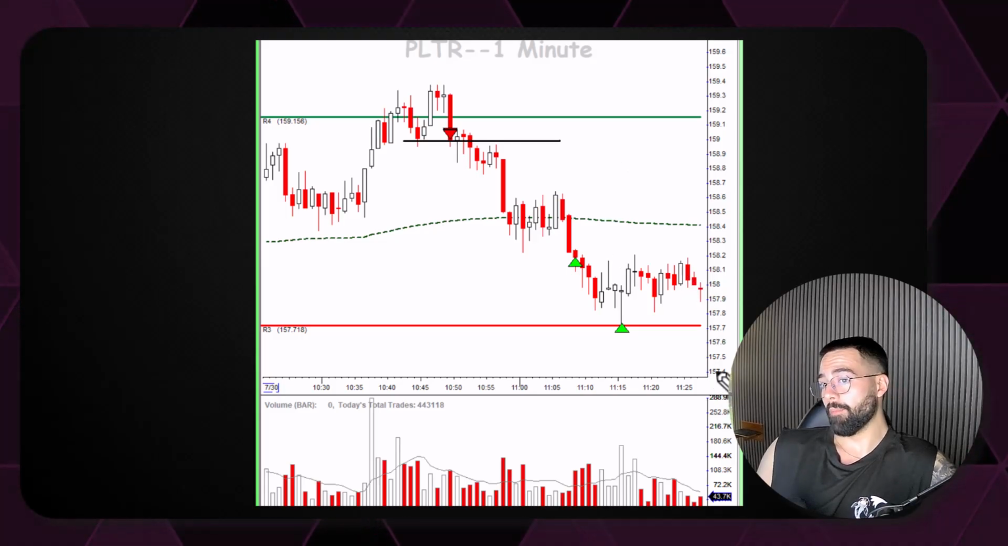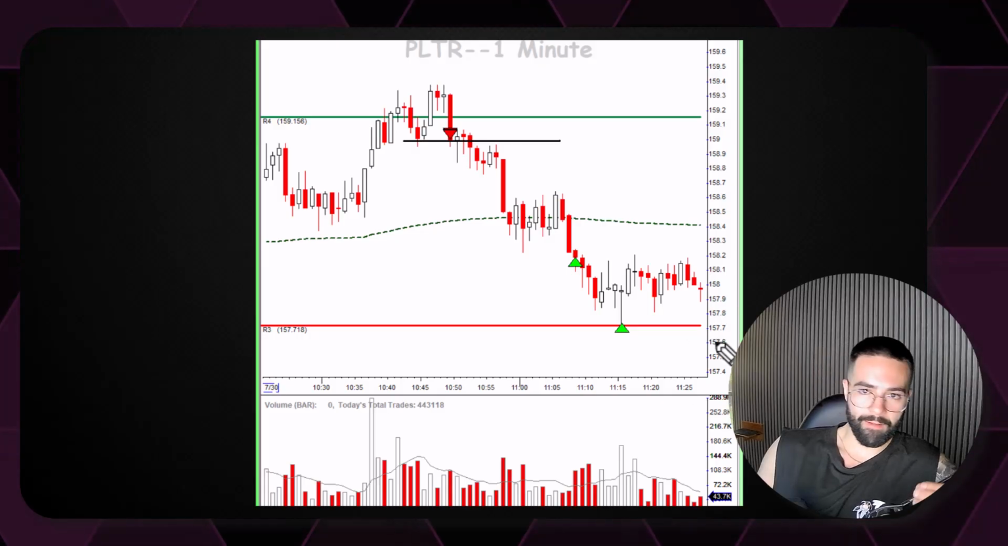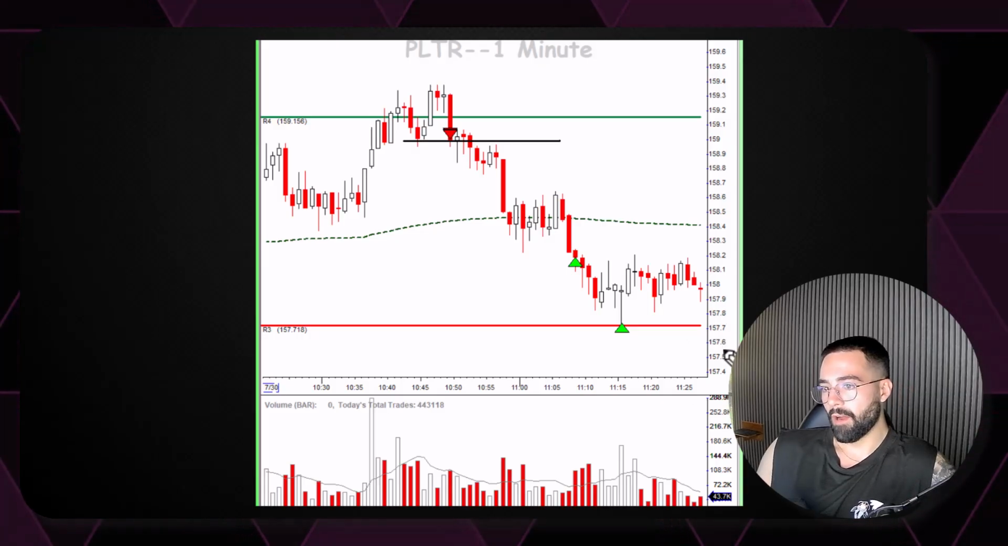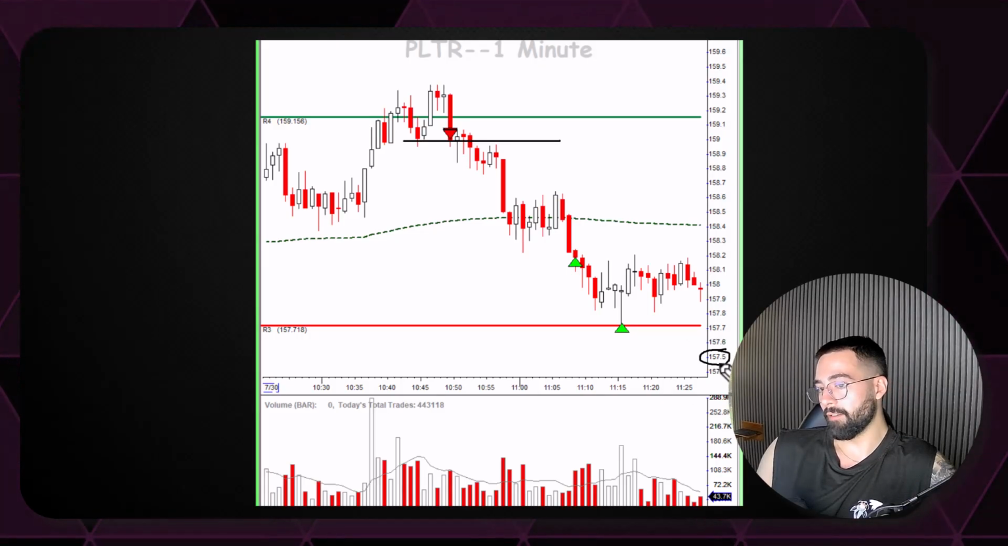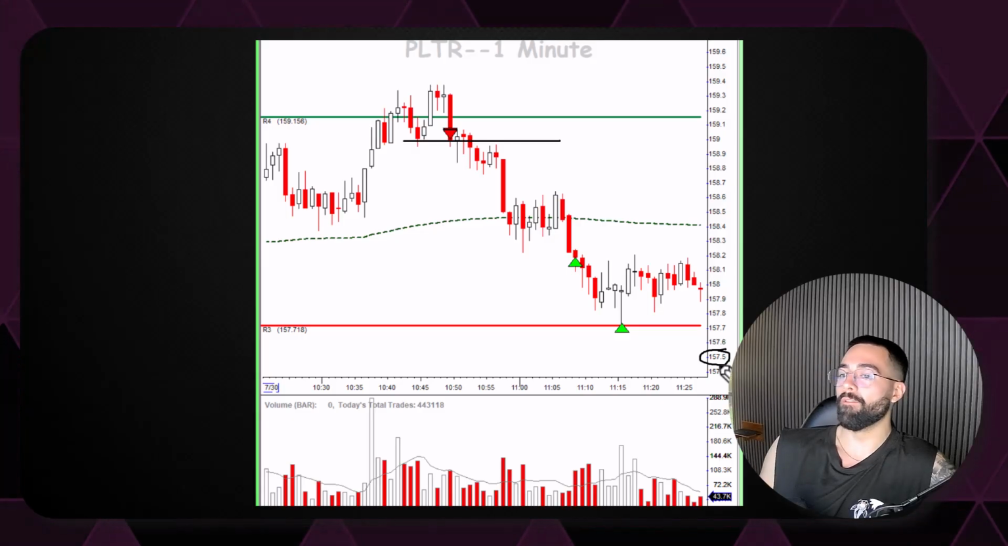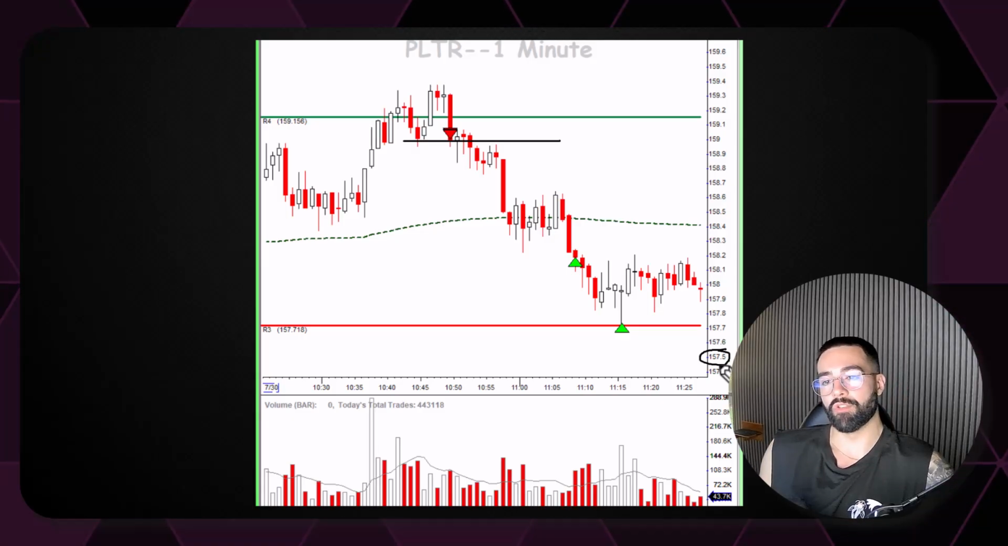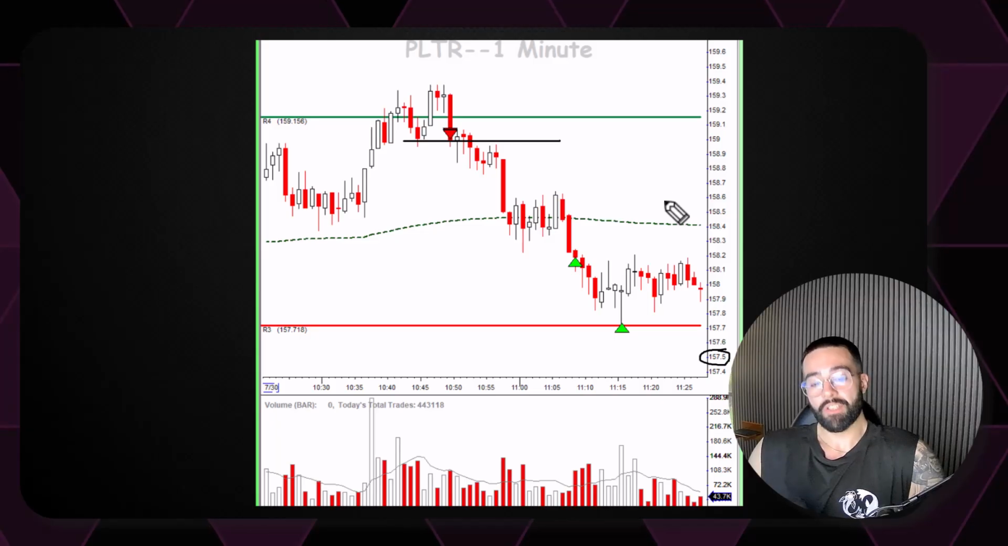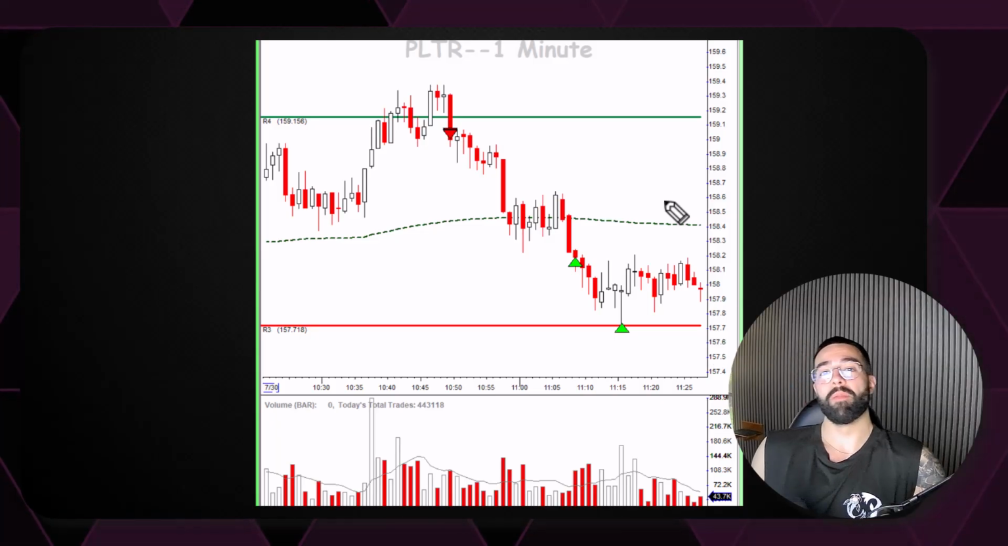Another area I would have been interested in taking partial, I have no idea what happened after that, would have been 157.5, and then maybe more at 155, and then maybe target S3 and go like that. So that's pretty much the way you want to play the reversal strategy.